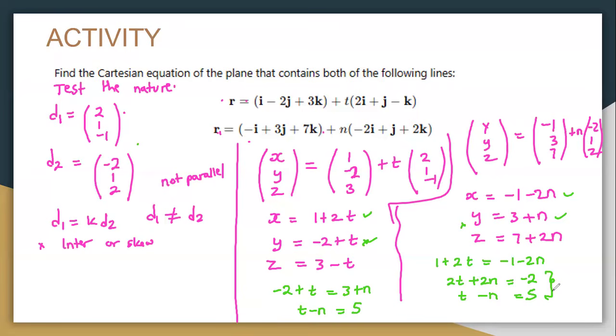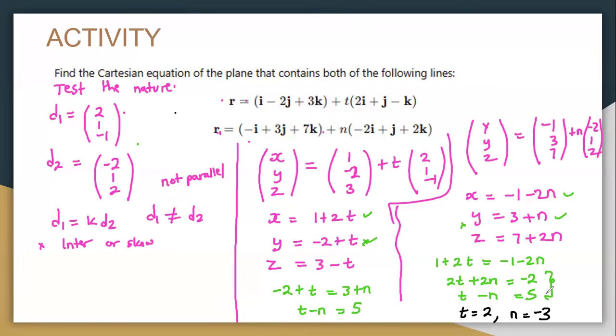So when we solve simultaneously, what do you get for your value of t and n? I don't know whether you are going to agree with what I have. I have t is equal to 2 and n is equal to -3. Those are the values that you do get for t and n.